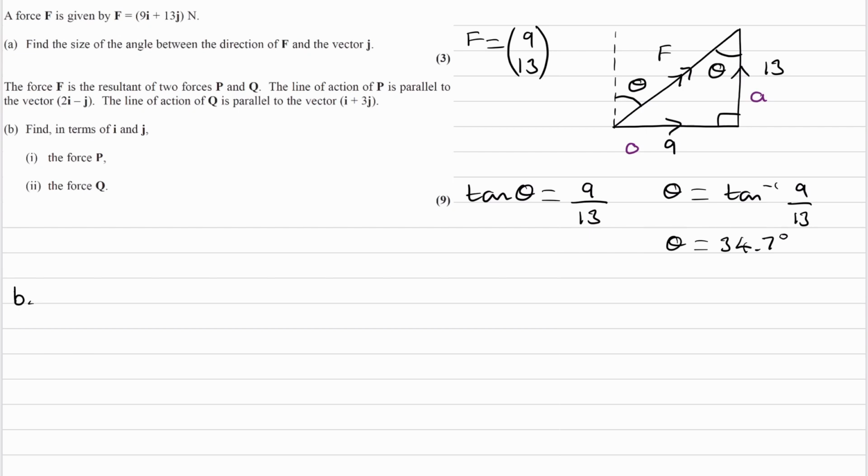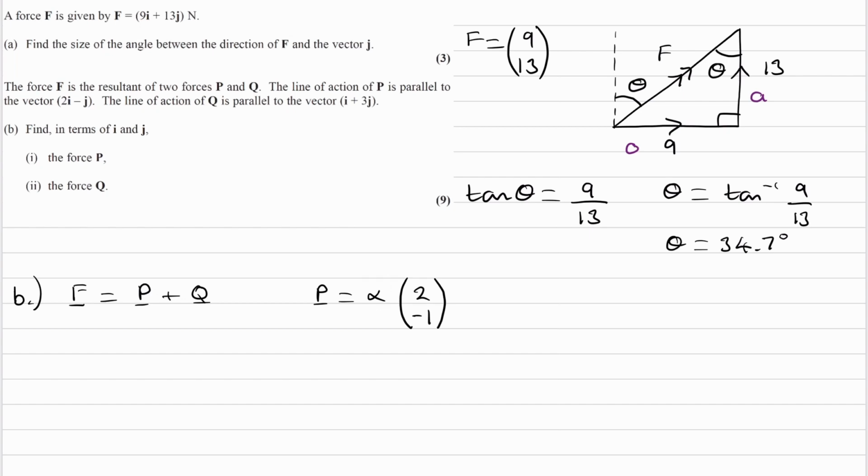For part B, we're told that F is the resultant of two forces P and Q, so F is equal to P plus Q in that case. We're told that P is parallel to the vector 2i minus j, so that means that P is equal to a scalar multiple of 2i minus j. So whenever one vector is parallel to another, that means they're scalar multiples of one another. Here is the scalar multiple.